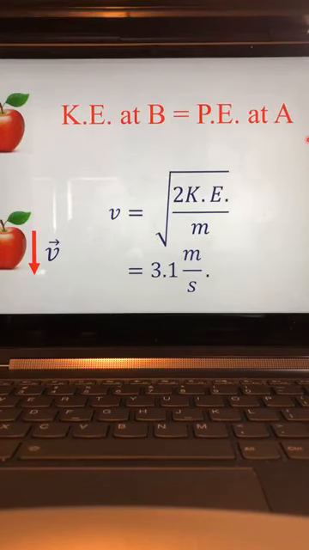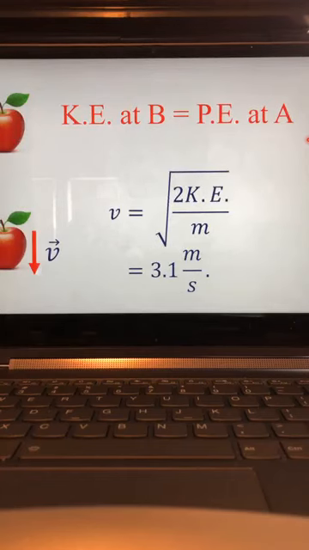So if I simplify, kinetic energy is equal to half mv squared, and the potential energy equals the quantity which I calculated in the previous slide. If I do that calculation, I get that the velocity of the apple when it hits the table back is 3.1 meters per second, right? It is in the downward direction. That is the magnitude of the velocity, right?